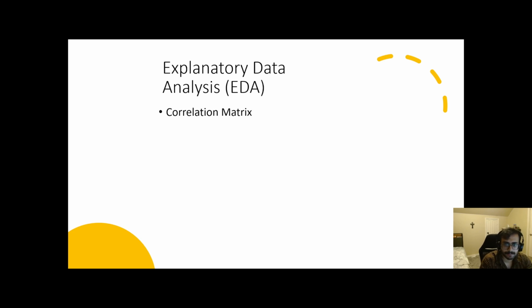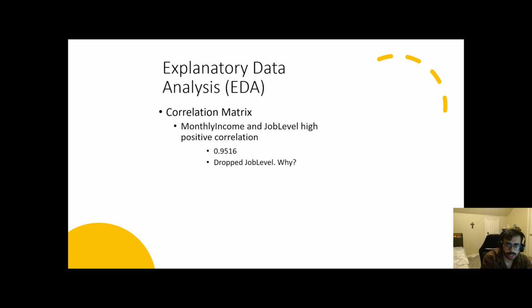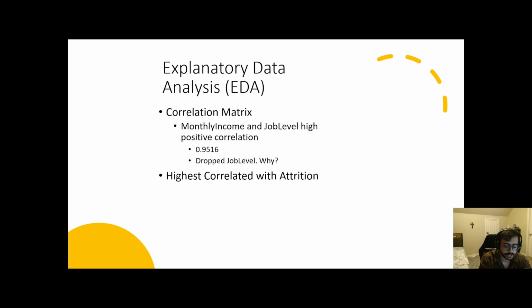Then for the exploratory data analysis, I first built a correlation matrix. And I found that monthly income and job level had a high positive correlation of 0.95. I decided to drop job level because I thought it contained redundant information. But when I tested the model with and without job level, the model tested with higher accuracy, sensitivity, and specificity with the job level included. But what were the three factors that the correlation matrix identified with attrition? I found them to be overtime, marital status, and job involvement.